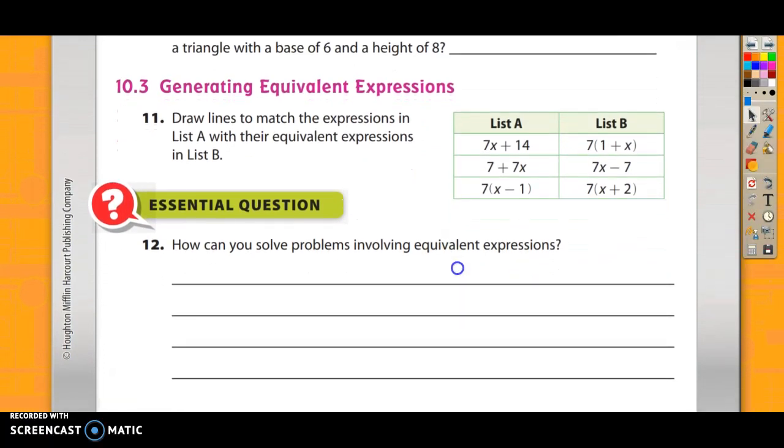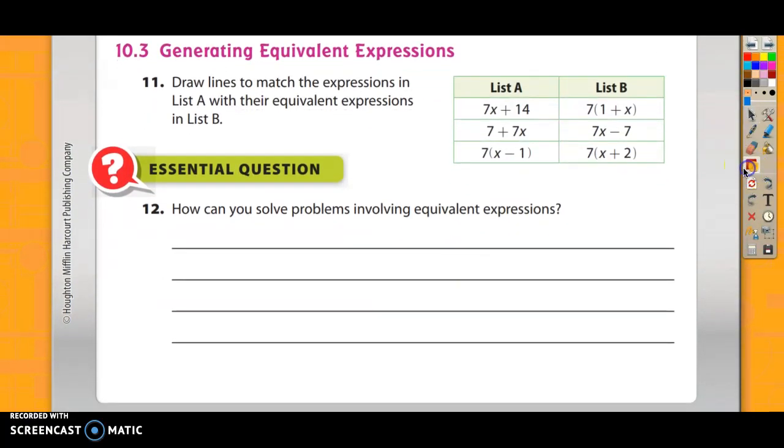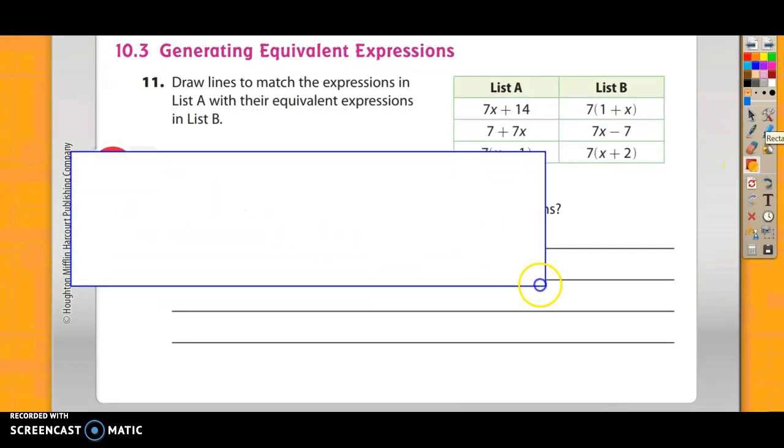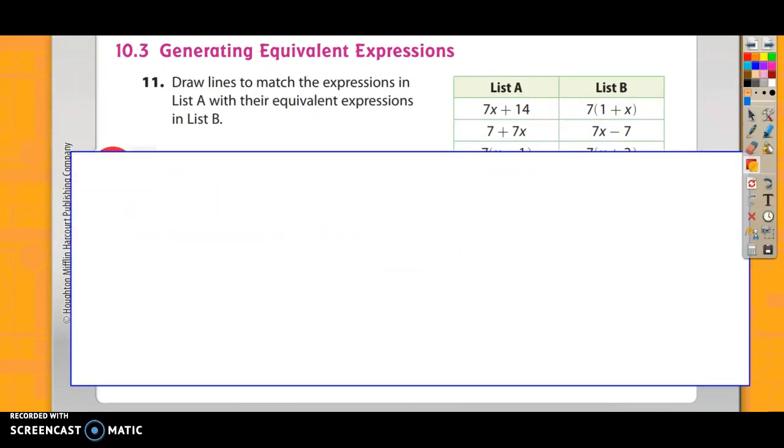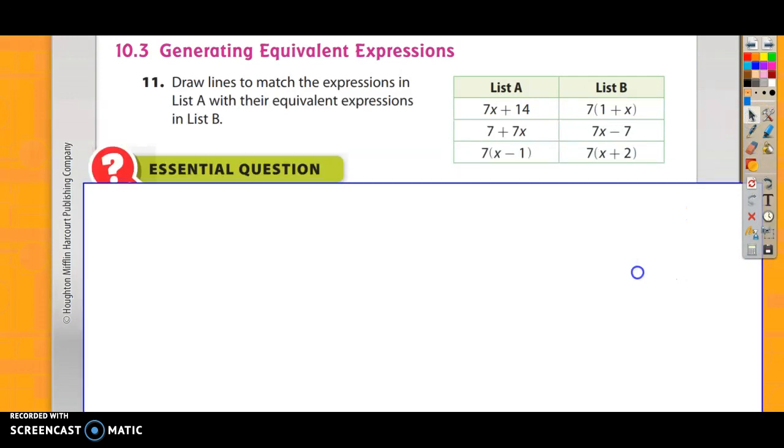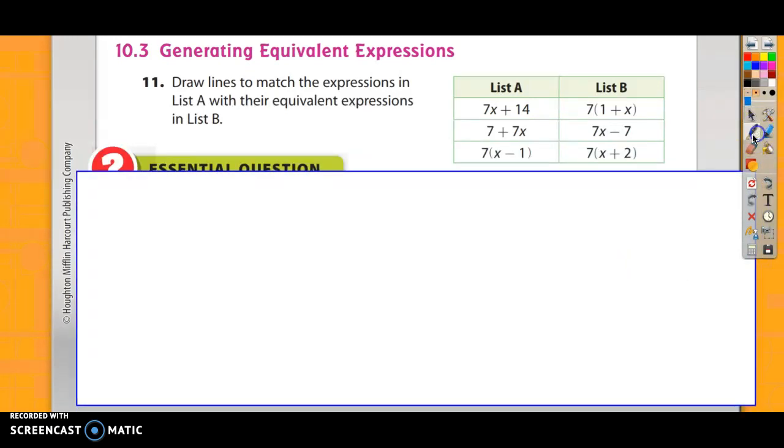10.3 says, I'm going to move it up a little bit and give myself a whiteboard. 10.3 says, draw lines to match the expressions in list A with their equivalent expressions in list B. There's different ways to do this, probably my favorite way, and I think what we've done in the book here, is we'll take x out and we'll replace it with a value, and it can be any value we choose. It could be 2 or 4 or something like that.